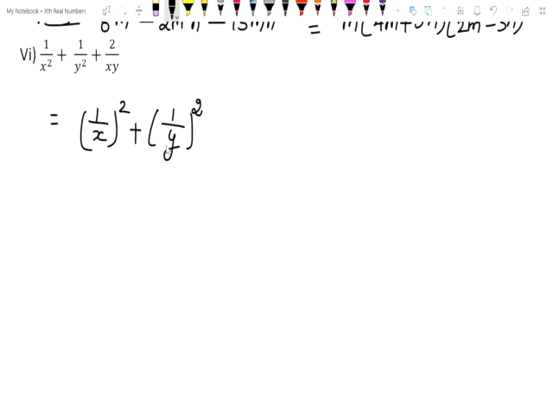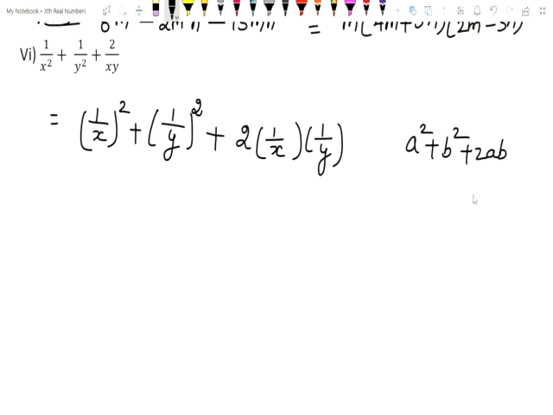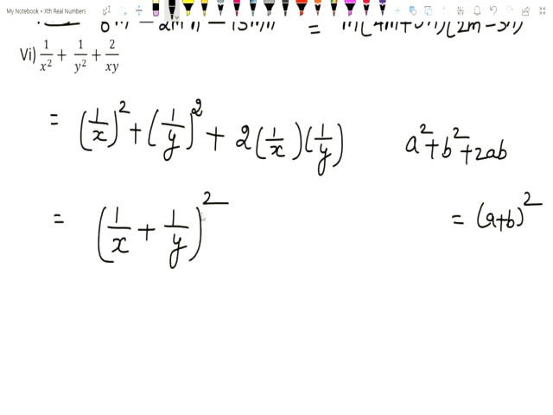Now a square plus b square plus 2ab. 2 into, here a is 1 by x, b is 1 by y. Now it is in the form of a square plus b square plus 2ab. So what is the answer? a plus b the whole square. a square plus b square plus 2ab equals a plus b the whole square. So how are we going to write? 1 by x plus 1 by y the whole square. So this is the answer.